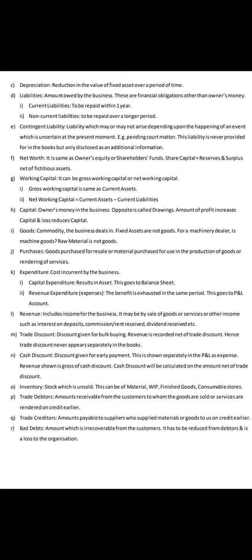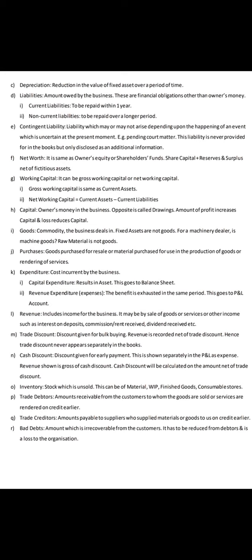Net worth means owner's equity or shareholder funds. You can say it is share capital plus reserves and surplus, net of fictitious assets. Working capital means current assets minus current liabilities. If it is gross, then it is only current assets. Otherwise, in net working capital, you will have current assets minus current liabilities. Capital means owner's money, and drawings is the opposite, which we withdraw from our business.